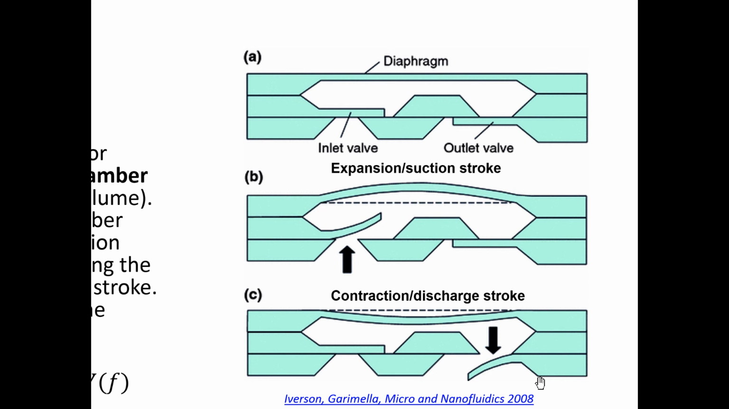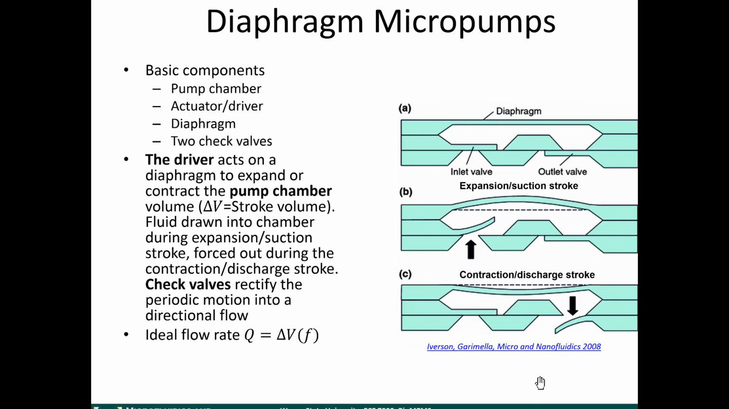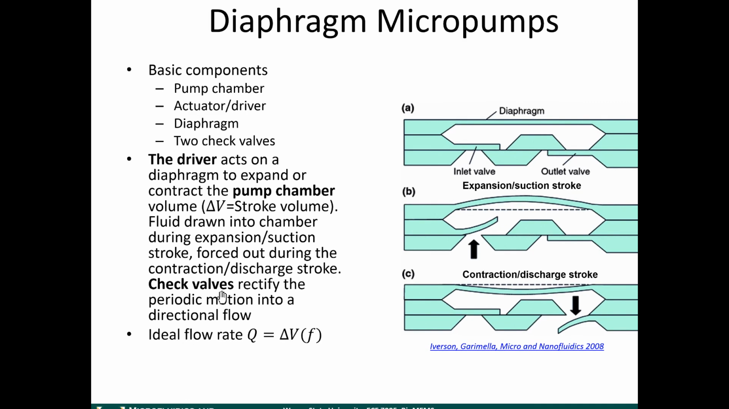The technical term for this is rectification. The diaphragm on its own is providing bidirectional movement. But by adding the 2 check valves, you are rectifying that bidirectional motion into unidirectional flow. So that's called flow rectification. The check valves rectify the periodic motion of the diaphragm into a directional flow.